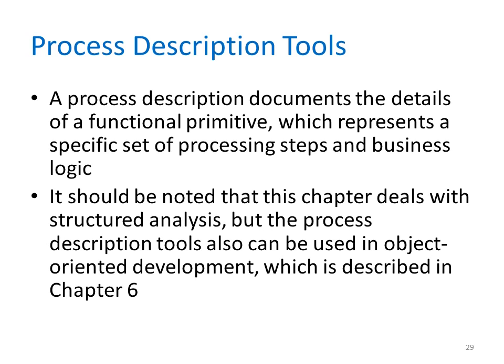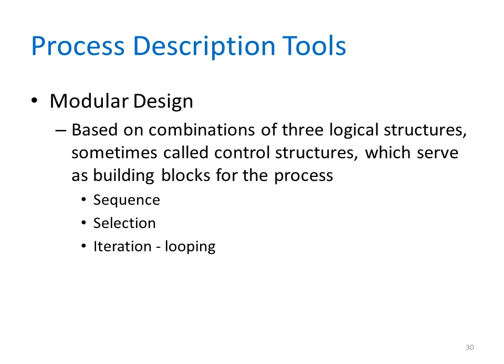Using a set of process description tools, you can create a model that's accurate, complete, and concise. Typical process description tools include structured English, decision tables, and decision trees. You're probably familiar with decision tables and decision trees, but structured English might be a new concept to you. When you analyze a functional primitive, you break the processing steps down into smaller units in a process that is called modular design. Modular design is based on combinations of three logical structures, also referred to as control structures, which serve as building blocks for the process.